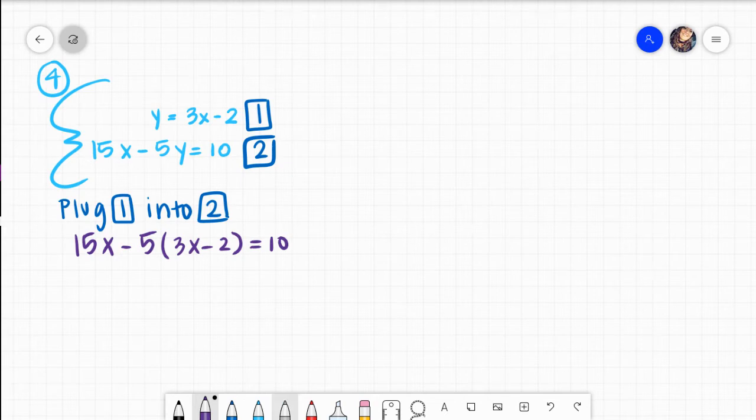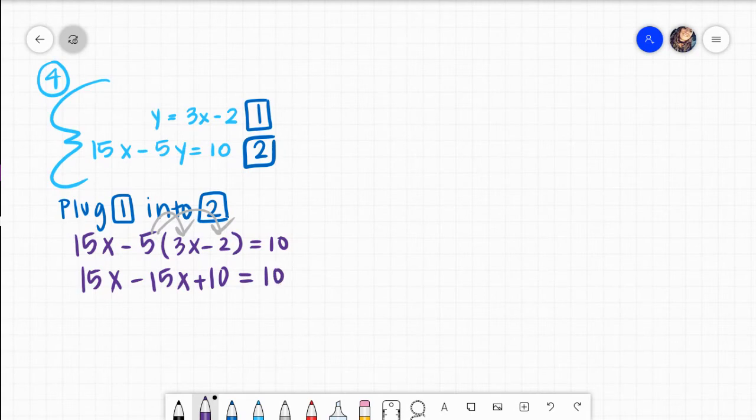So using distribution, right? I have my 15x. 5 times 3 is 15. Signs are different, so it's negative. Then x times x is x. And then 5 times 2 is 10. Signs are the same, so it's positive, equals 10.